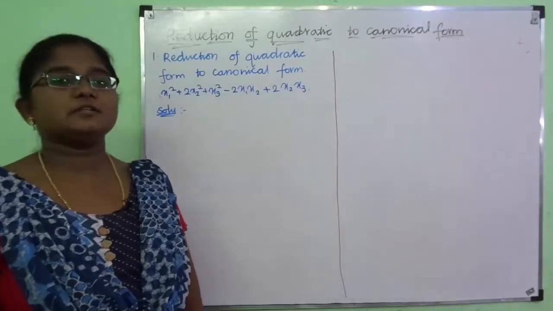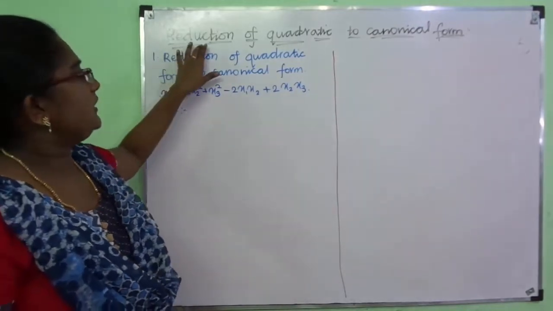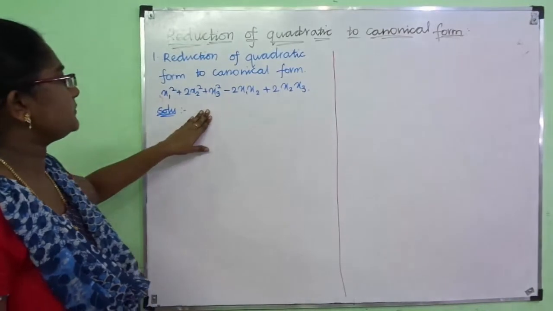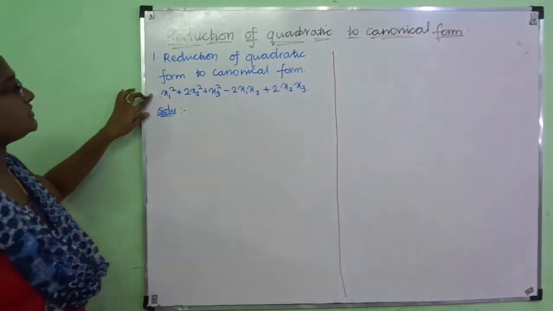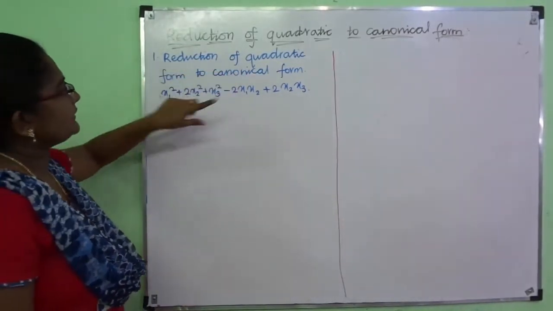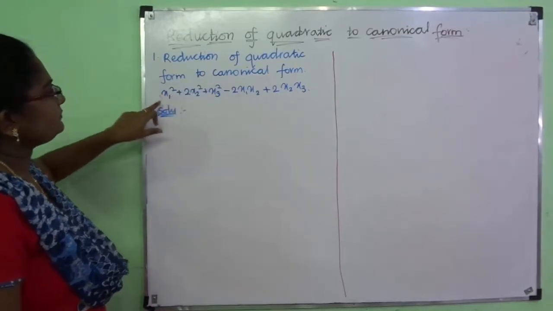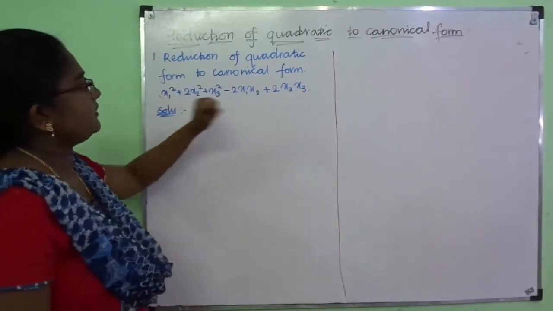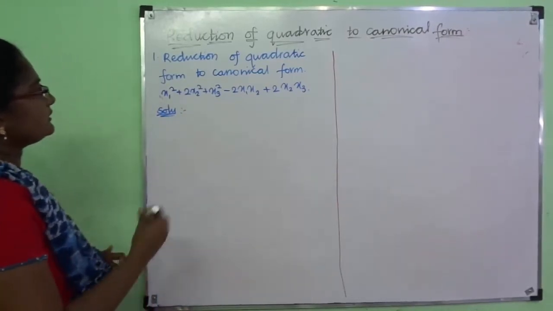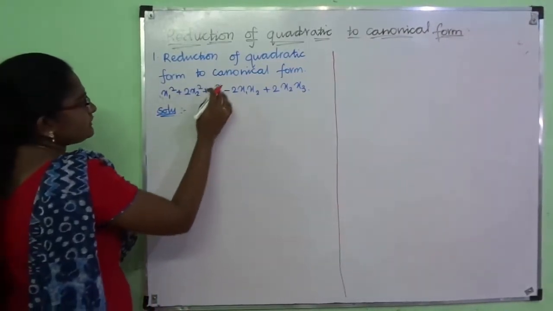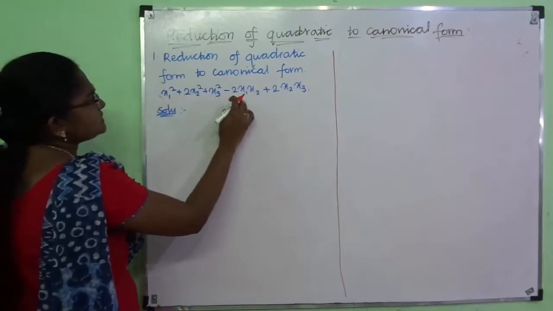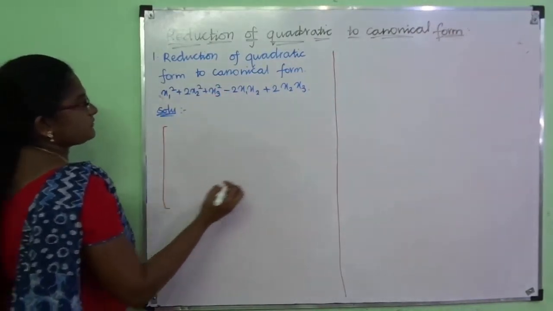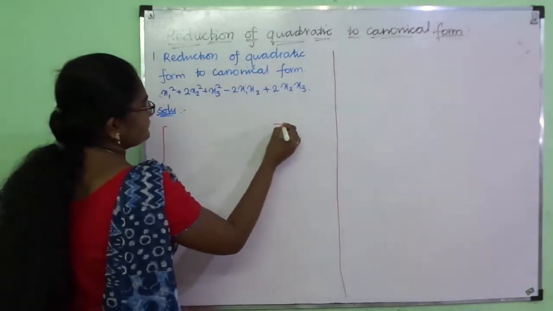Hi everyone, in this video let's see about reduction of quadratic form to canonical form with an example. Consider this question: reduction of quadratic form to canonical form. An expression is given. This expression is a quadratic form. In the first step of the reduction, we are going to find the matrix form for this given expression. How can we find the matrix form for this expression?